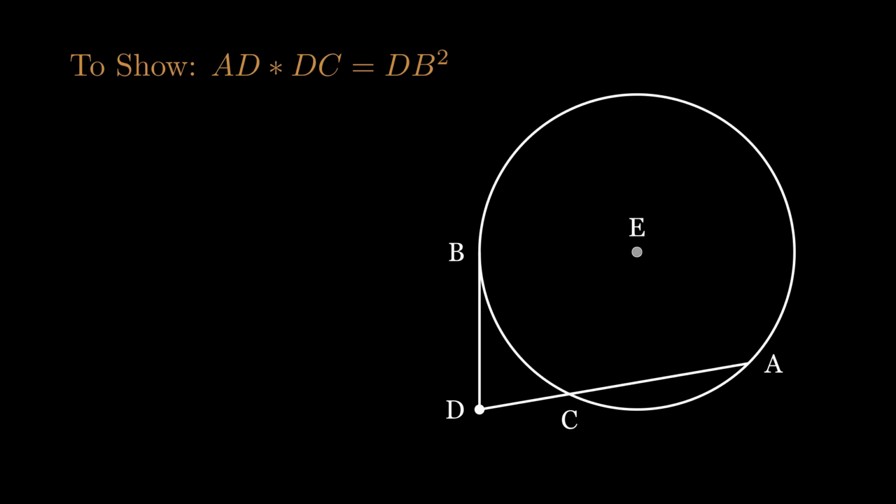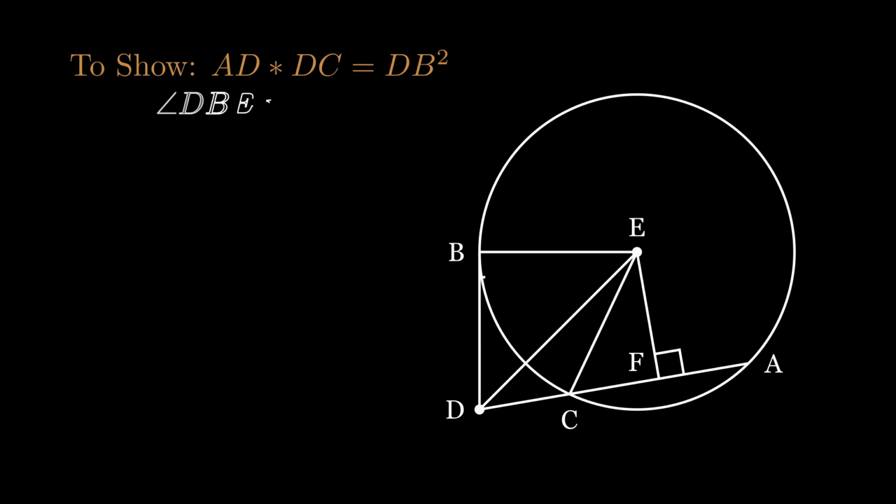Take E to be the center of the circle, and draw EF to be perpendicular to AD. Connect EB, EC, and ED. DB is tangent to the circle, so angle DBE is a right angle. EF is perpendicular to AC, so it also bisects it. Notice also that AC has been added to with CD.